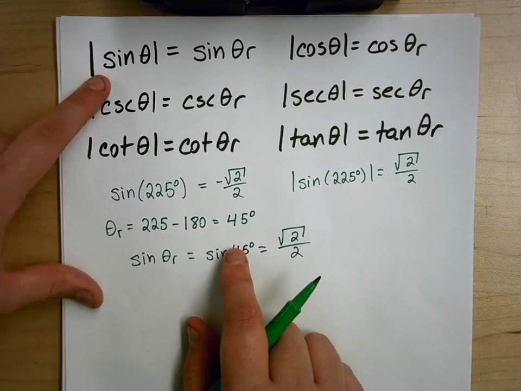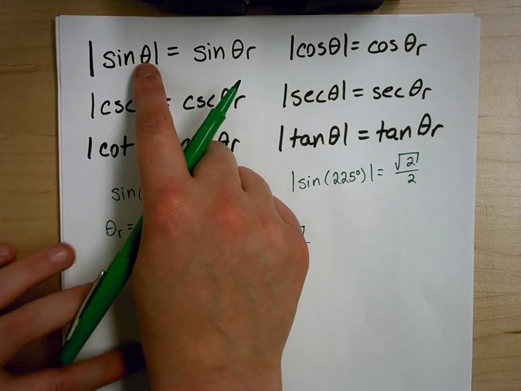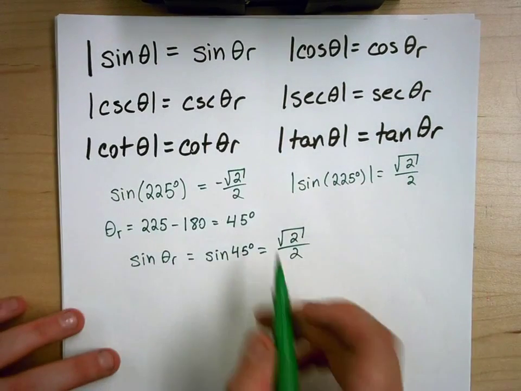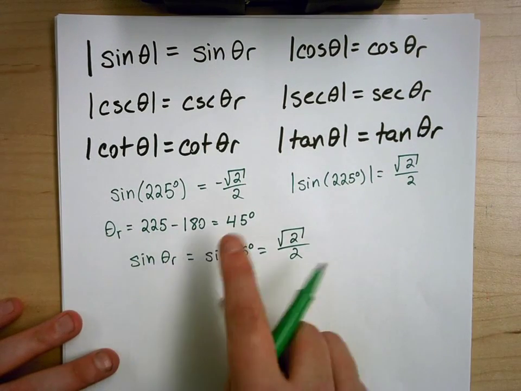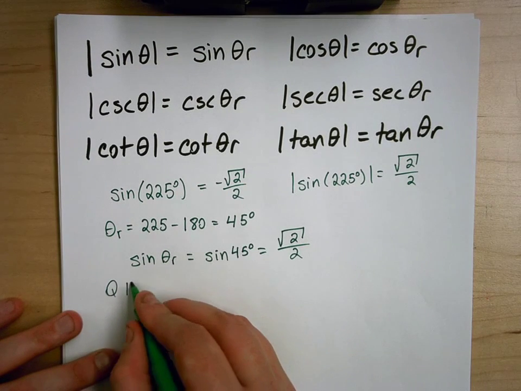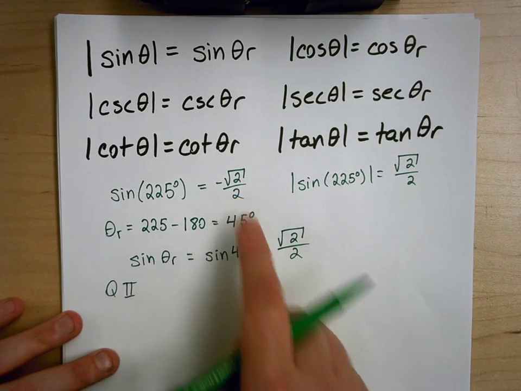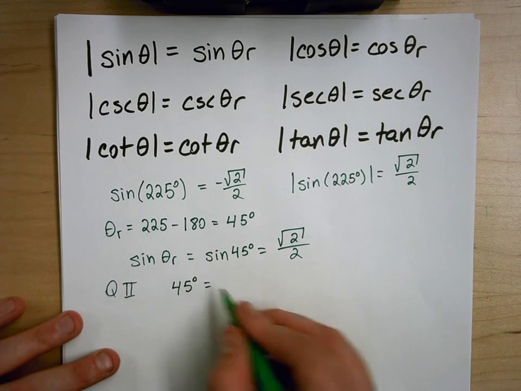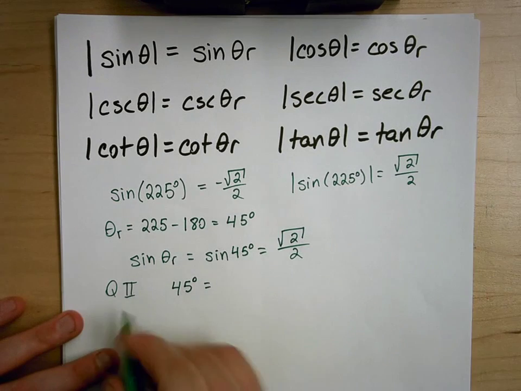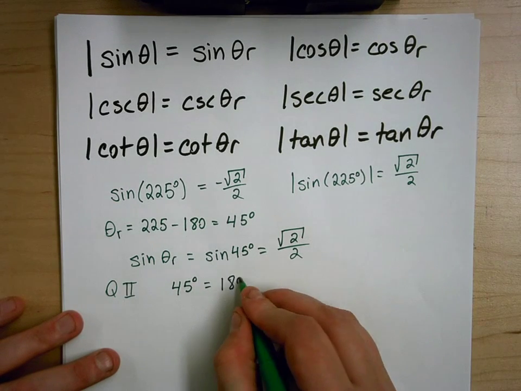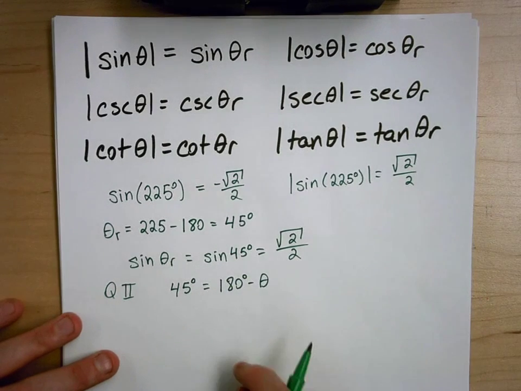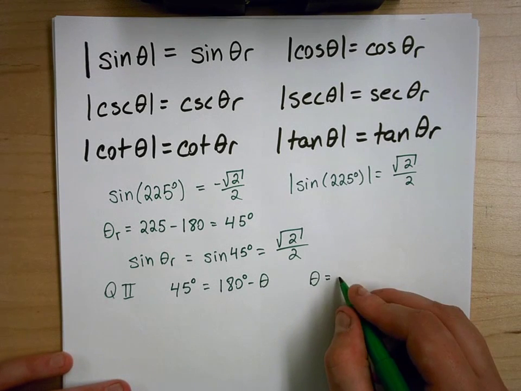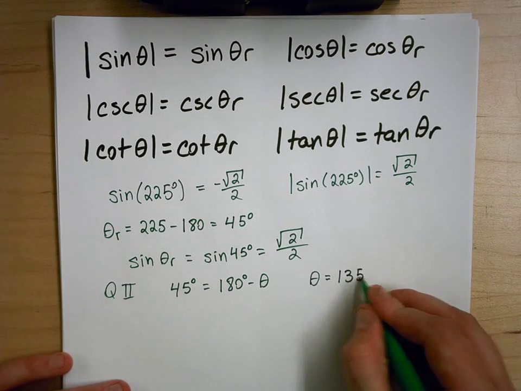This is a more powerful formula than you would think, because I can take any angle that shares a reference angle, and they're going to have the same absolute value. So for example, let's say I want to find an angle in quadrant 2 that has a reference angle of 45 degrees. So 45 degrees equals, and my formula for quadrant 2 is 180 degrees minus theta. If I solve for theta, then I'll get that theta equals 135 degrees.